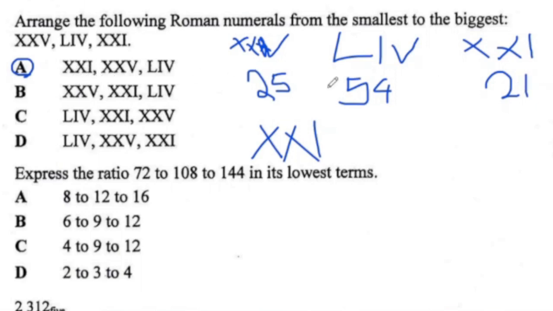So from 21, the next one is 25. Remember, we're starting from the smallest to the biggest. So 25 is smaller than 54. So we're going to write X, X, V. Then next is L, this one, LIV. Okay, that's the next one. So this is how it should be, and the answer is A.